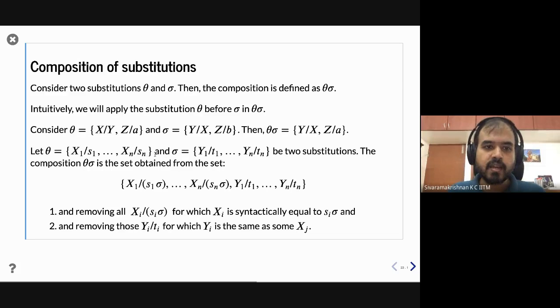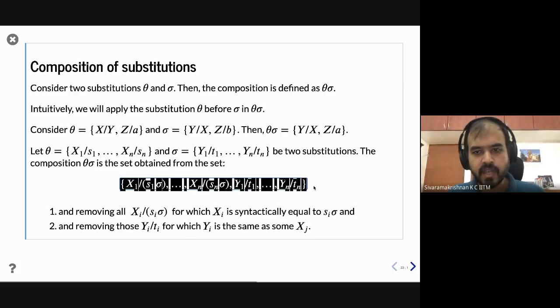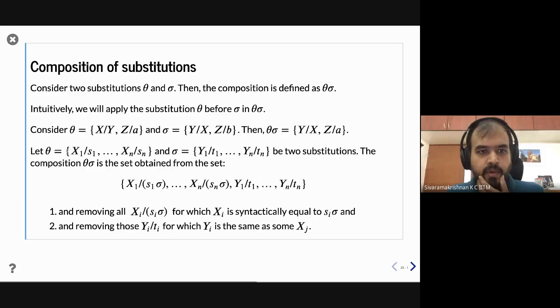So consider the substitution theta to be x1 slash s1, x2 slash s2, x3 slash s3, up to xn slash sn, and sigma to be y1 slash t1 up to yn slash tn. Let there be the two substitutions. I am defining the composition theta sigma as this substitution here. What does it say? It says for all x1 to xn, just have those terms, but instead of substituting them with just s1, substitute them with the application of sigma on s1.